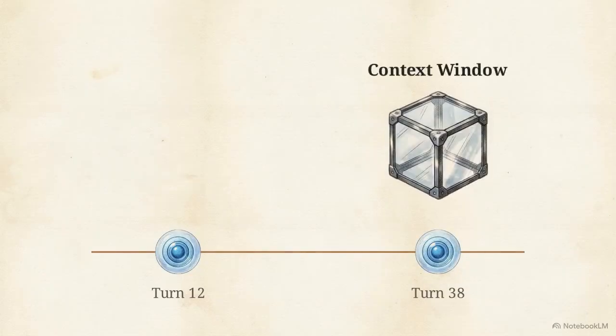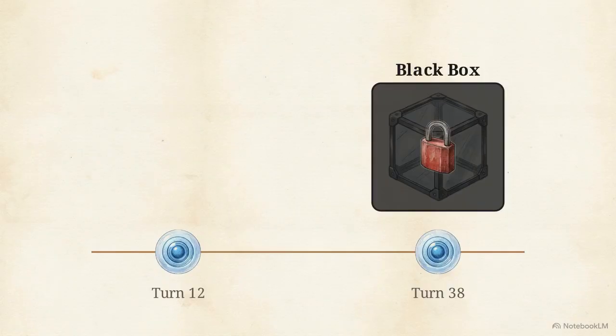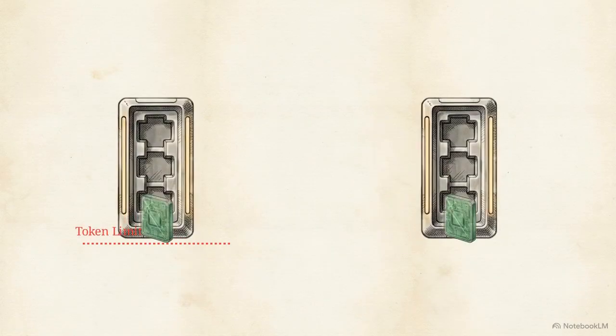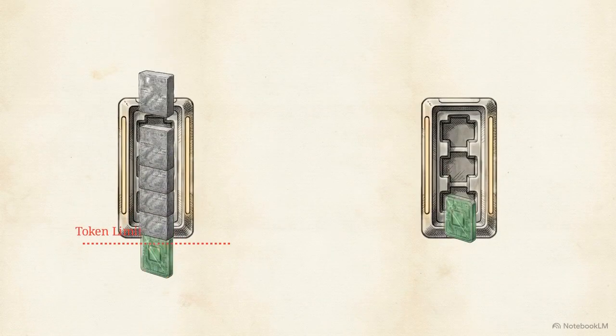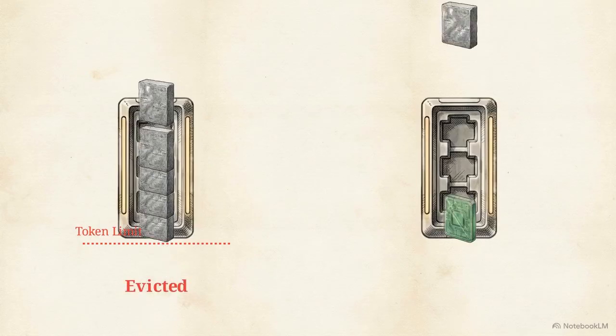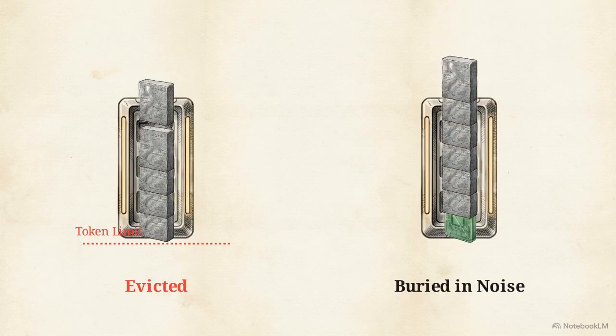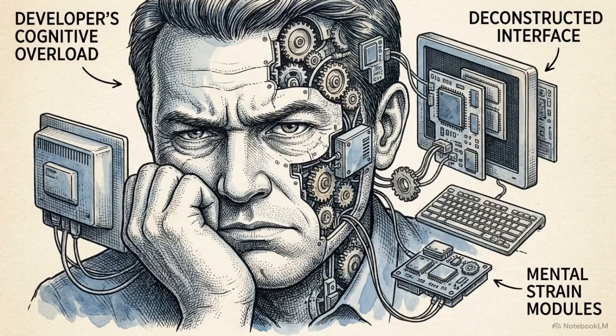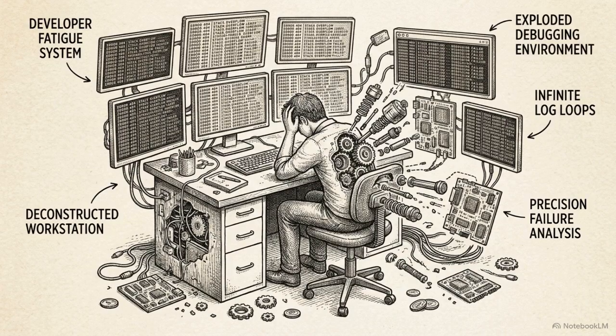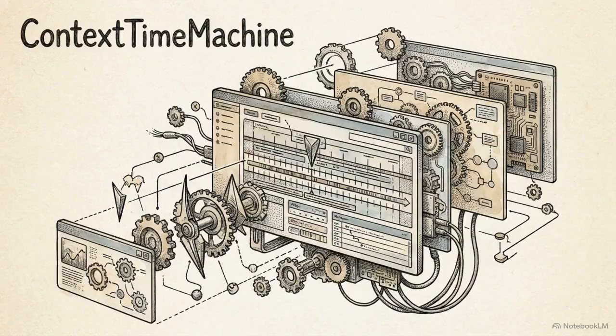This diagram shows the timeline of those turns. Above turn 38 sits the model's context window. The issue is that this window is a black box. You have no way of seeing if the rule from turn 12 was pushed out because the model hit its token limit, or if it was still in there but buried under 25 turns of conversational noise. Without a mechanism to forensically examine that past working memory, finding the true root cause of the failure becomes an impossible guessing game. ContextTimeMachine was designed strictly for post-hoc investigation to solve this problem.